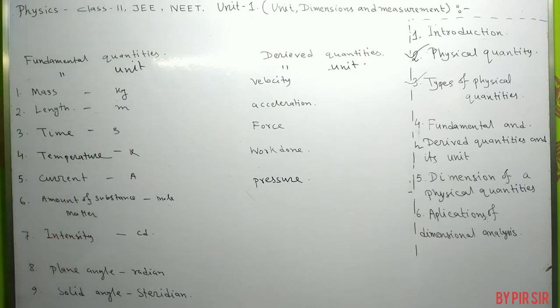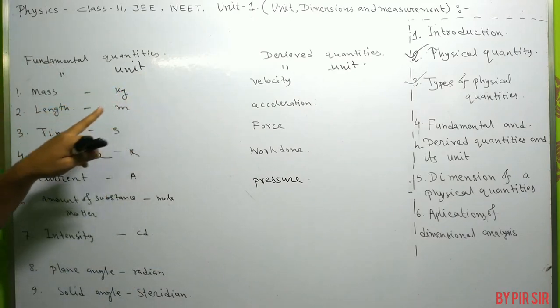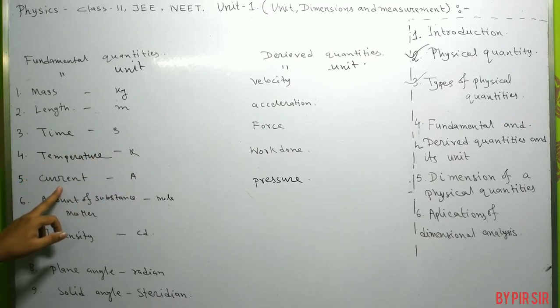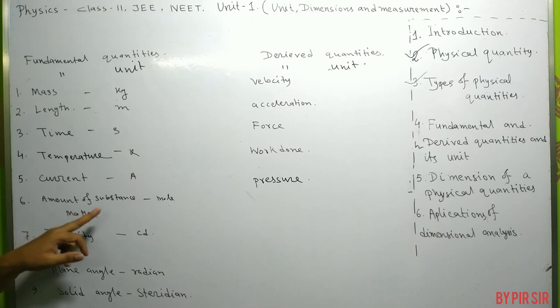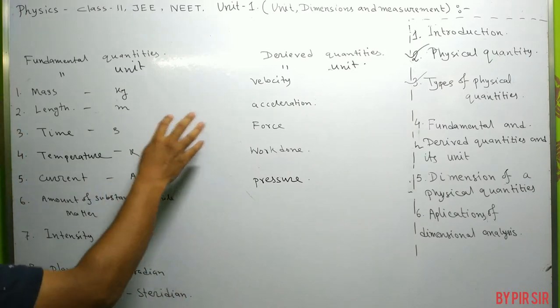Here the unit of mass is kg, length is meter, and time is second. So what is a fundamental unit? The unit of fundamental quantities is called fundamental unit. That is, the unit of mass is kg, length is meter, time is second, temperature is Kelvin, current is ampere, amount of substance is mole, and intensity is candela. The units of plane angle and solid angle are also very important for your syllabus. The unit of plane angle is radian, and the unit of solid angle is steradian. So you can easily determine the unit of derived quantities.